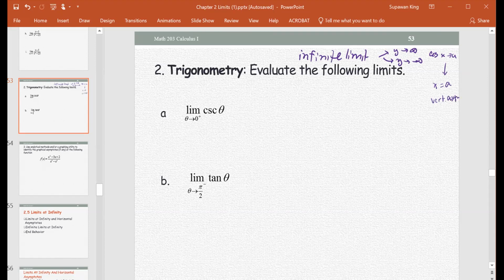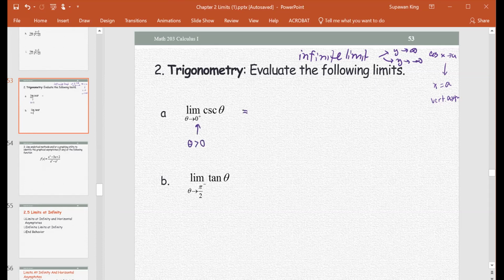And what we did last time, we looked at more algebraic functions, like you have x, you have x squared, you have the quantity, you have the plus minus sign. Now, we will look at the trig function and consider it the same way. For the function cosecant theta, we look for the limit of the cosecant as theta approaches 0 positive, that means theta is a little bit greater than 0.